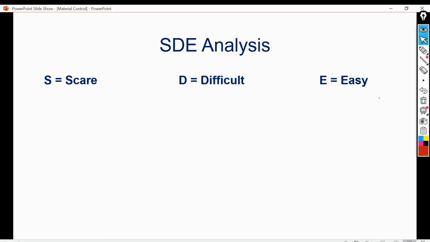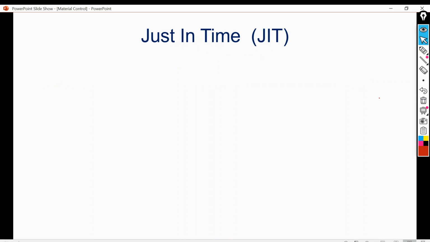Next, SDE analysis. S stands for scarce, D for difficult, and E for easy. Now, just in time. Just in time is a concept of production of material that, earlier, we have faced the problem of purchase control, store control, issue control, and material control. Just in time is a Japanese technique which provides us the material as required, when it is needed. We can purchase material just in time.